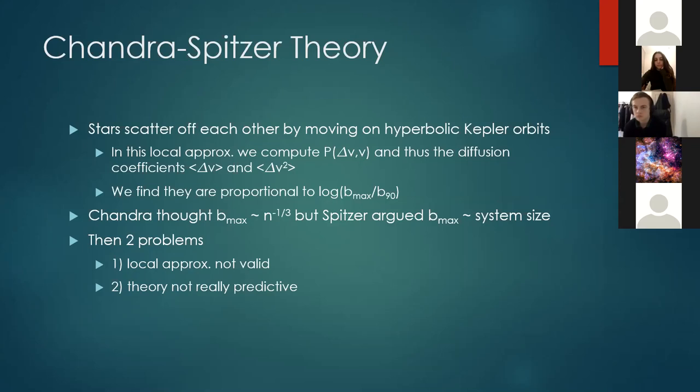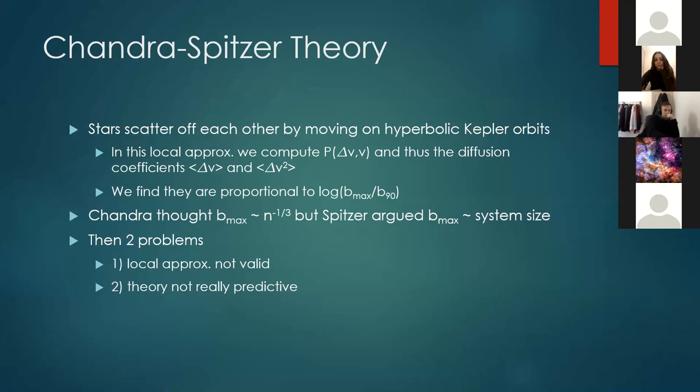So this logarithmic dependence of the diffusion coefficients on Bmax over B90 tells you that distant encounters, even though they produce very small deflections, are so numerous that their aggregate effect is significant. And distant encounters clearly can't be handled by this local approximation, in which we assume that the two stars approach each other with some velocity, and that we don't need to worry about the mean field of the cluster over the small distance in which the scattering occurs. So the first problem with Bmax being about the system size is that it more or less negates the local approximation.